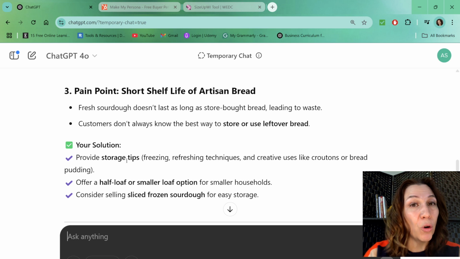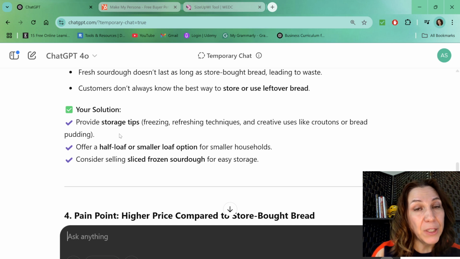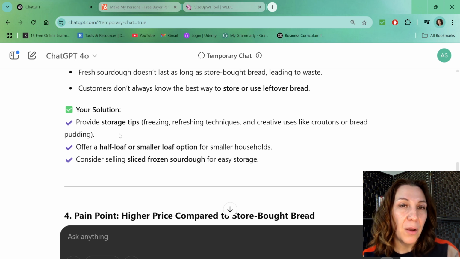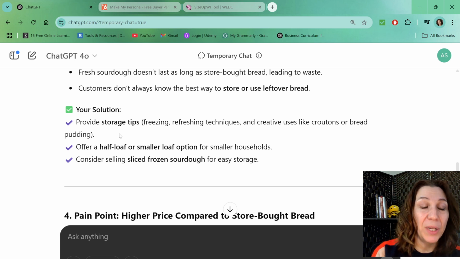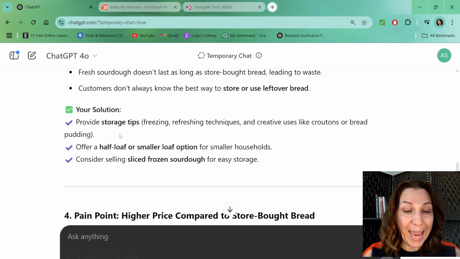Another pain point: short shelf life. They're giving you some suggestions: you can provide storage tips. Can they freeze that bread, or can you offer half loaf or smaller loaf options? So this is very, very important when you're doing your research, because it gives you additional products, or how you can position your products, and how you can communicate and engage with your customers, addressing some of their pain points.